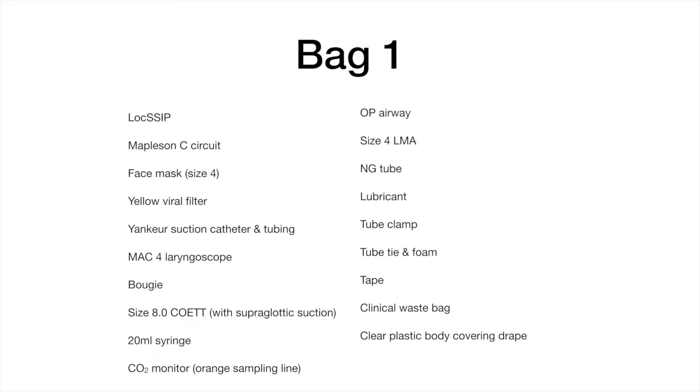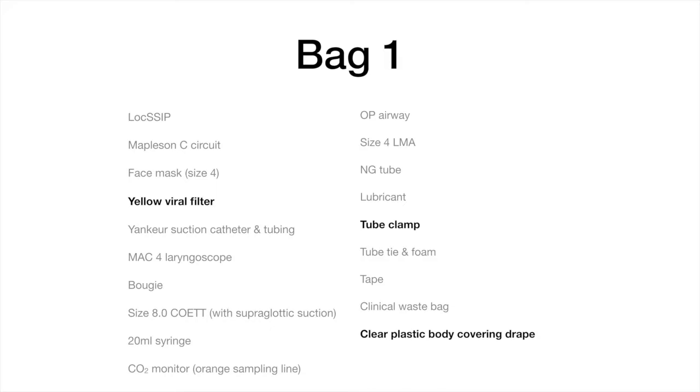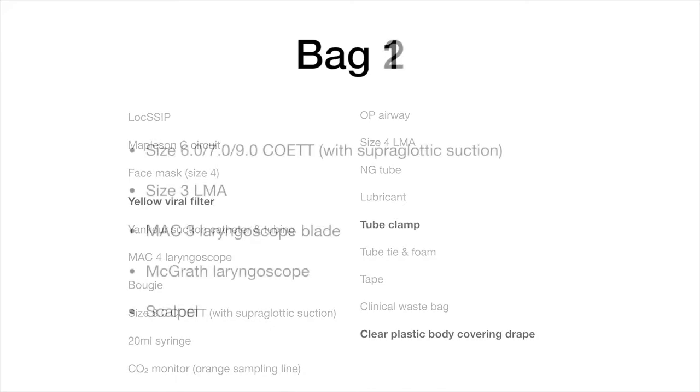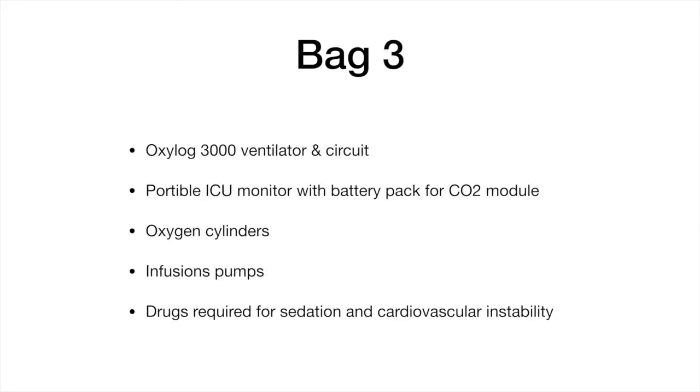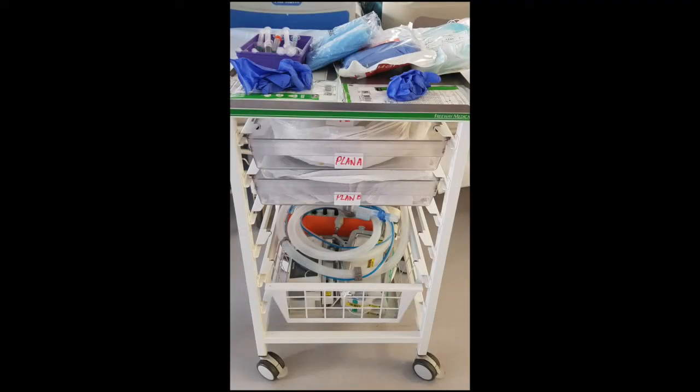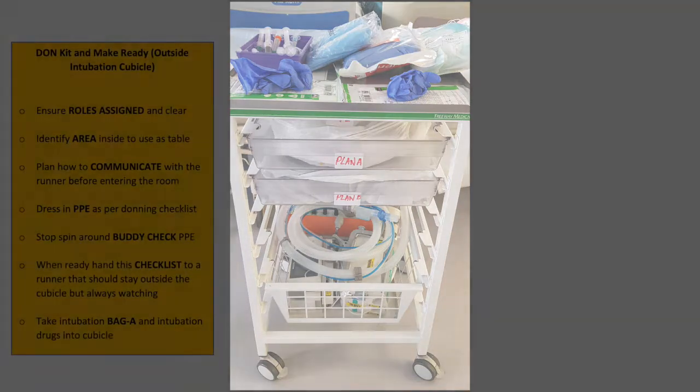Bag 1 contains all the standard equipment for intubation, although with a few important additional items. These are a yellow viral circuit filter, a tube clamp, and a clear plastic body drape to cover the patient with during transfer. Bag 2 contains additional equipment for backup airway plans. And Bag 3 contains further equipment needed for the transfer. You may also need a trolley to help you transport all the equipment with you.